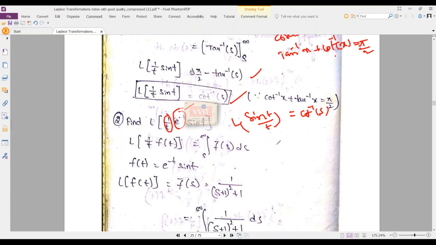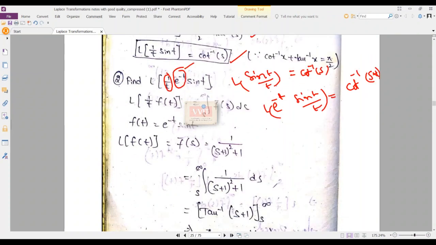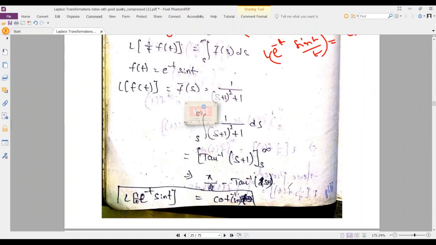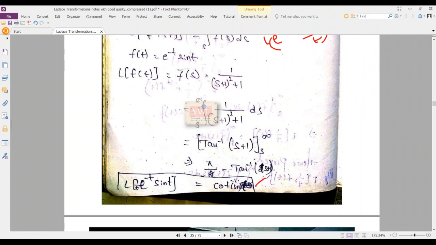Now, L of e power minus t times sin t by t, which is equal to the same cot inverse s, where minus means plus. Replace s by s plus a. Replace s by s plus a. That is okay.